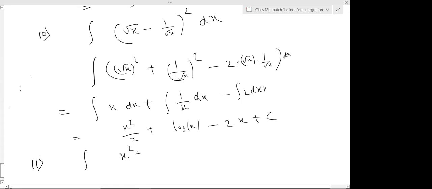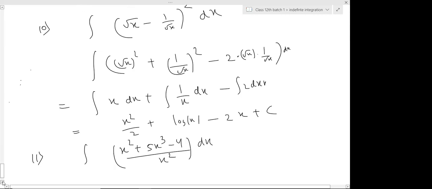Integration of x square plus 5x cube minus 4 upon x square dx. All right, try to solve this one.